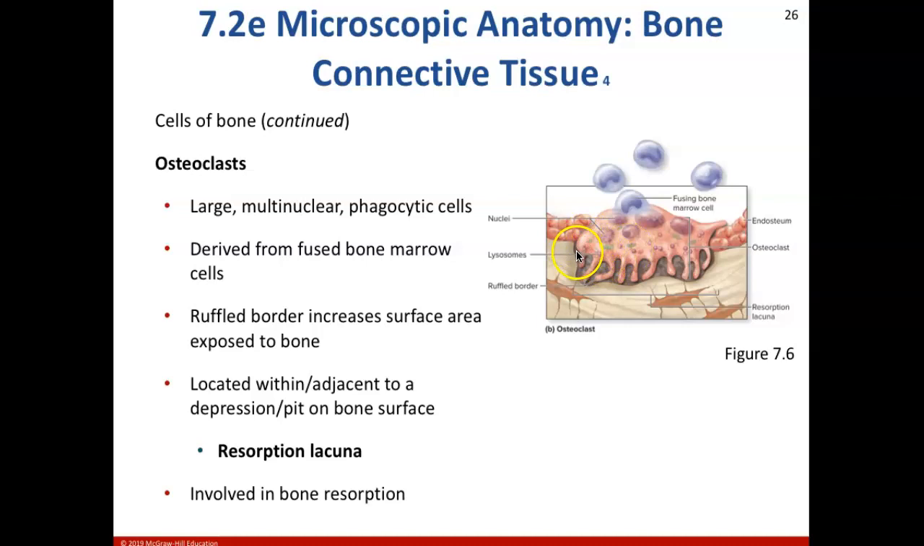Now notice how the cell has this ruffled border to it. That's going to help to increase surface area to exposed bone down in here. We'll see that osteoclasts are located within or adjacent to a depression or a pit on the bone surface. And we call this the resorption lacuna. So I always think of a lacuna as a home. So for instance, these osteocytes all live within a lacuna, and I'll reference back to that in future sections. And they're going to be involved in bone resorption.